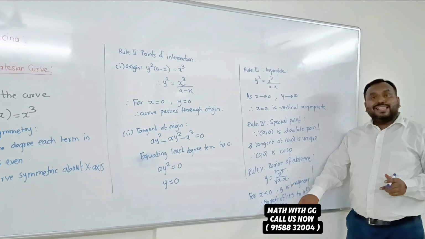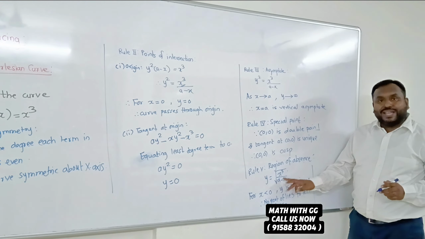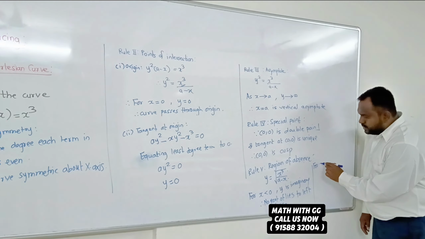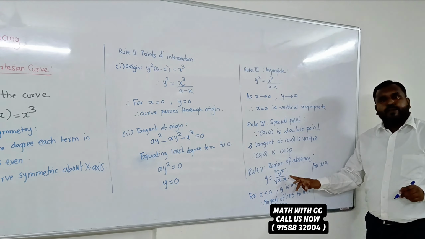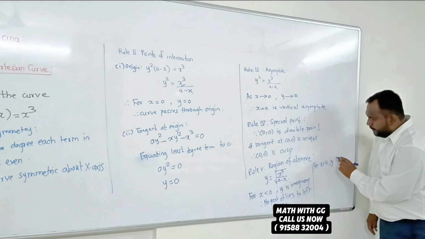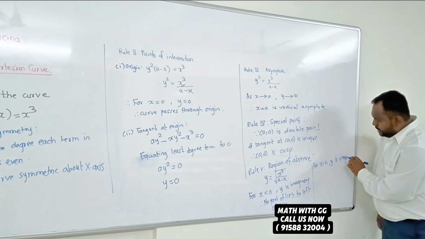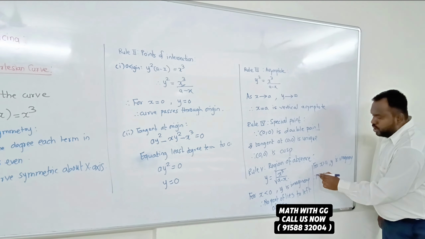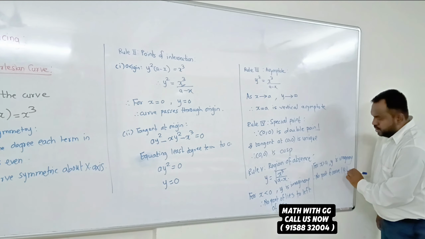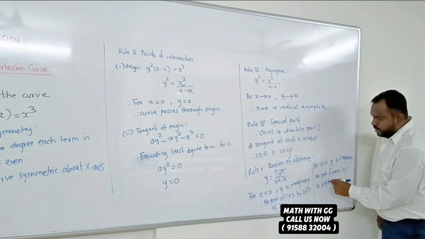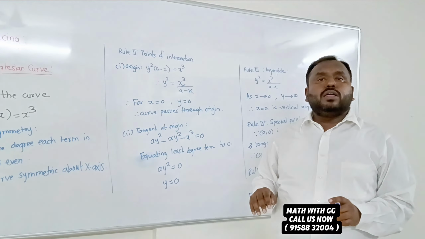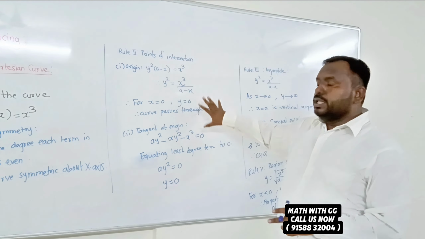Similarly, if we take the other case, denominator negative, that is a minus x negative, that is a less than x, that is x greater than a. So for x greater than a, the numerator is positive, the denominator is negative, hence the ratio is negative, therefore y is imaginary. As y is imaginary for x greater than a, therefore no part of the curve lies to the right of x equal to a. So this is the description of the tracing of the curve in this example based on these 5 rules.